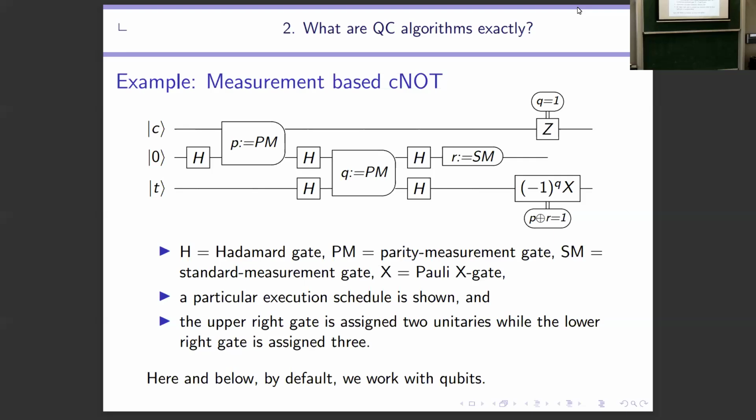Now, what's important here is that this node has two unitaries attached to it. One is Z, which is used if Q is 1, and another is identity. Maybe trivial, but nevertheless, there are two unitaries. Here there are three unitaries: it could be X, it could be minus X, and it could be identity. So in general, a gate may be assigned more than one unitary. In fact, not only unitaries, they could be measurements.